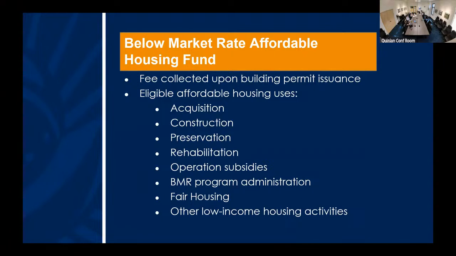Okay, so the below market rate affordable housing fund is the fee that the city collects to fund our affordable housing activities. Our planners are responsible for collecting this upon issuance of a building permit, and people cannot get their final inspections without paying this fee, right? Some eligible affordable uses of our below market rate housing fund are, number one, acquisition. That means buying land strictly for construction of affordable housing.